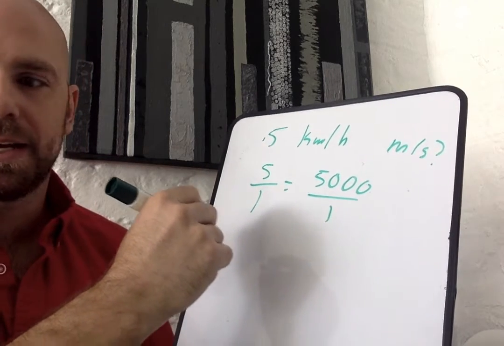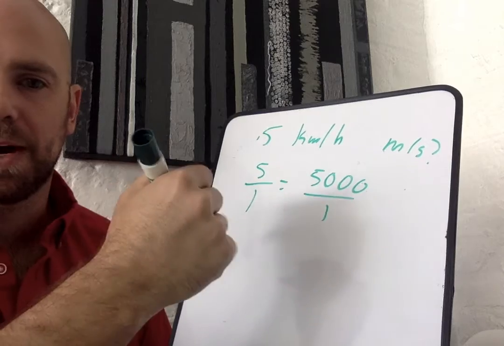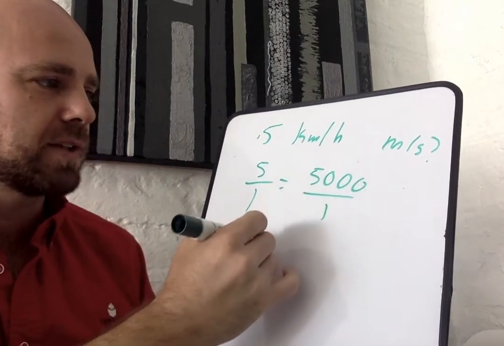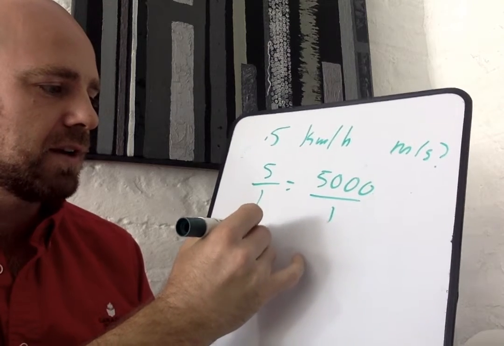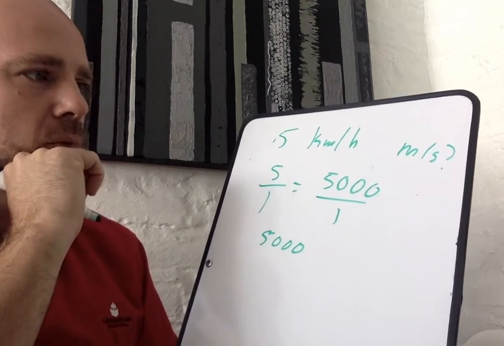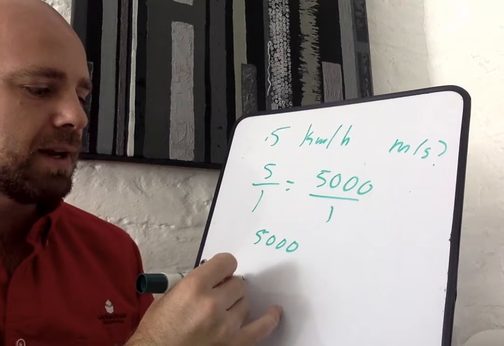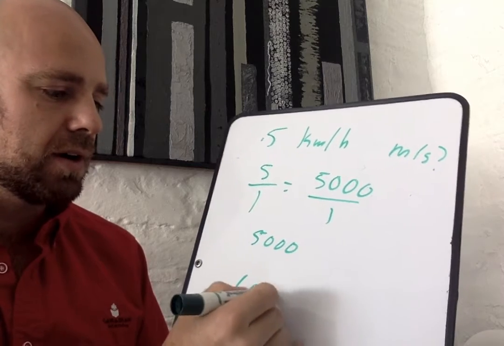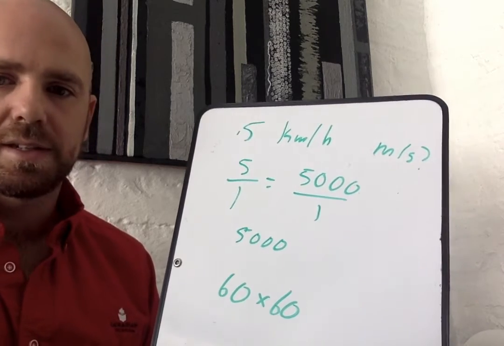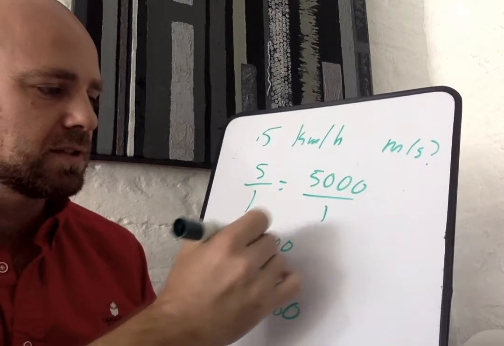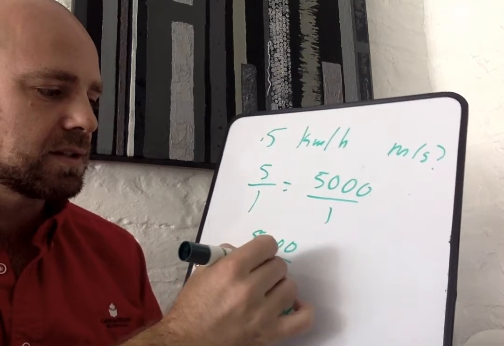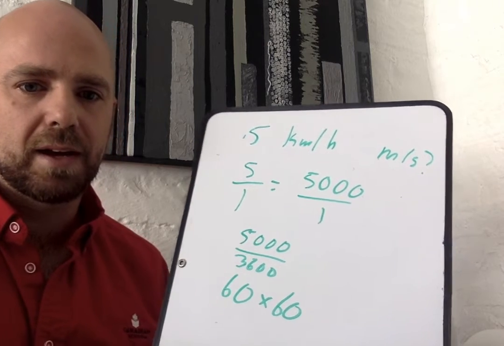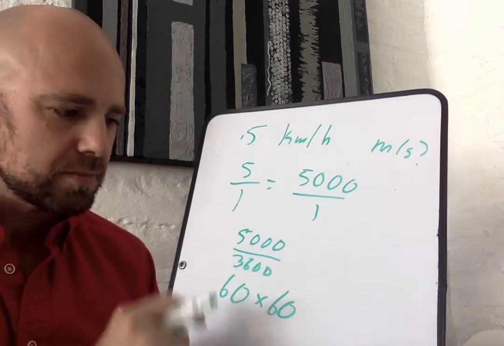So in 1 hour, how many seconds do we have? That's something that we have to actually calculate. Let's break it down. In 1 minute, I have 60 seconds. And in 1 hour, I have 60 minutes. So 60 times 60 is going to be 3,600. Okay, so this is actually where I'm going to be able to get my actual speed.